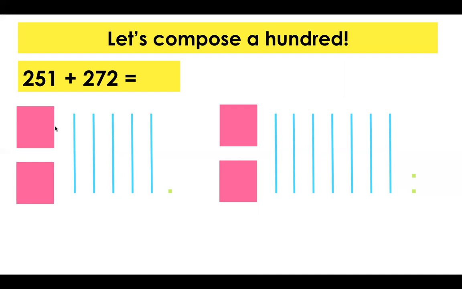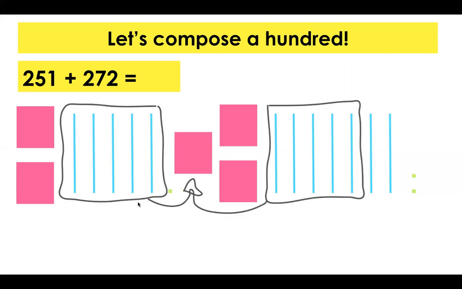All right, so you can see here that I already have my 251 and my 272. Now I noticed I have a lot of tens. I wonder if I have 10 of them. I do. I took 5 and 5 from over here, and I knew that those 10 tens could be traded in for 100. So now let's count.